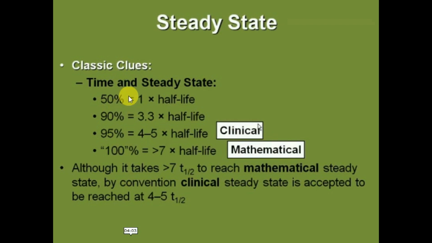You could get half steady state in 1 half-life, 90% steady state in 3.3 half-lives, and to get the clinical steady state it needs 4 to 5 half-lives. It is an important MCQ. To achieve the mathematical steady state, more than 7 half-lives are needed. Although it takes more than 7 half-lives to reach mathematical steady state, by convention clinical steady state is accepted to be reached at 4 to 5 half-lives, as we have seen in the previous graph.